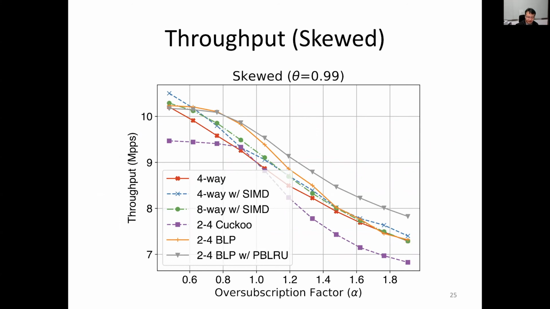And again, the x-axis here is the oversubscription factor, and the y-axis is the end-to-end throughput. When the workload is skewed, 2-for BLP with Bubble LRU achieves the highest throughput among all the designs, and it is 75% higher than the alternative designs.